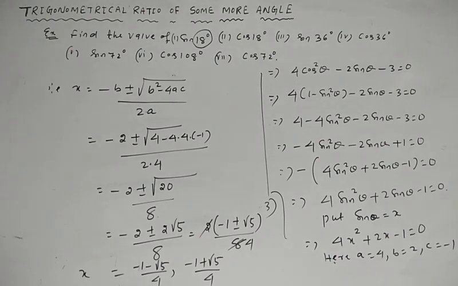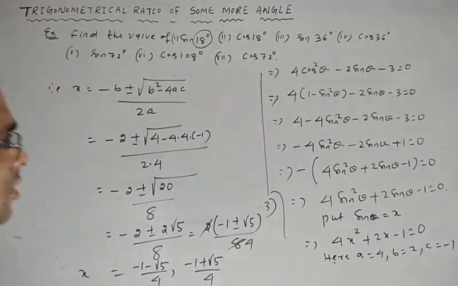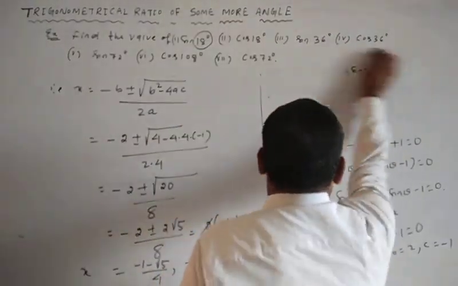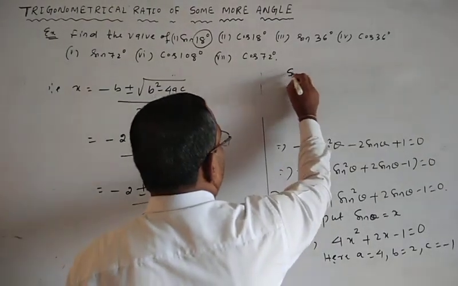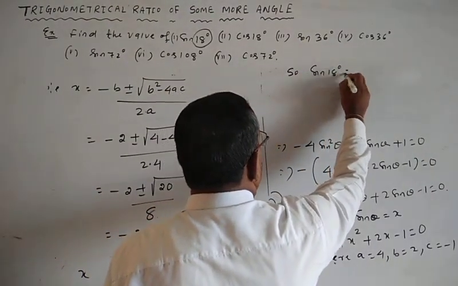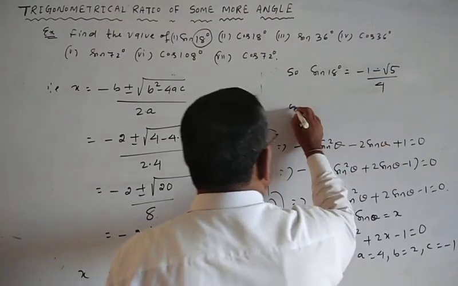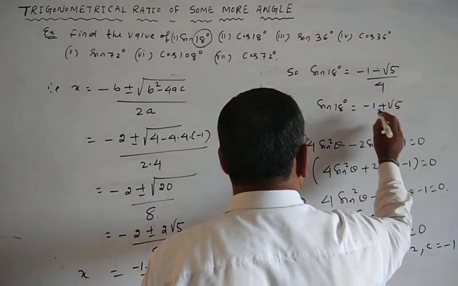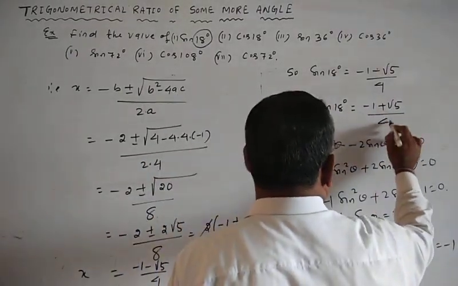So what is x? Here x means sin theta. Here theta is equal to 18 degree. That means sin 18 degree. You know x is equal to sin theta, but theta is equal to 18 degree. Okay, so sin 18 degree is equal to minus 1 minus root 5 by 4, or sin 18 degree is equal to minus 1 plus root 5 by 4. There are two values.